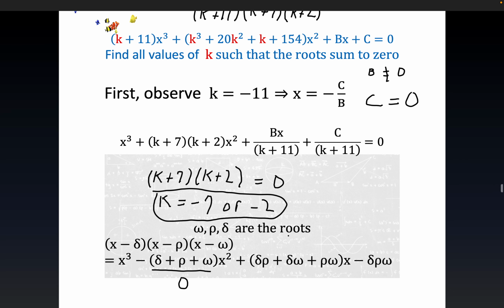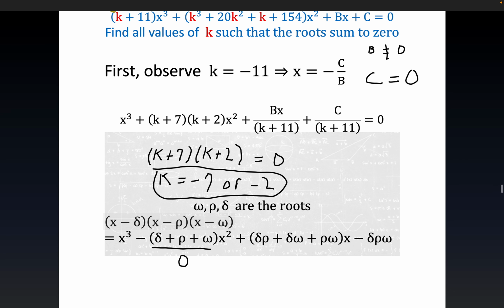Alrighty, folks. And by the way, y'all, this is called Vieta's formula. This is a justification for Vieta's formula for the cubic case.